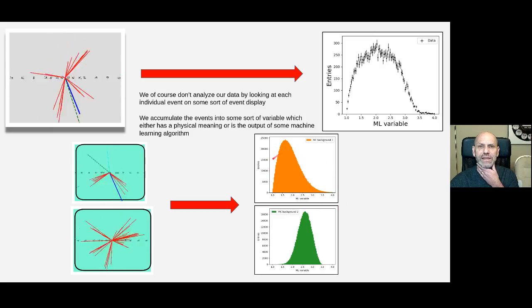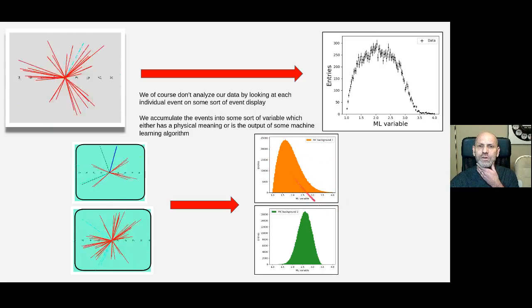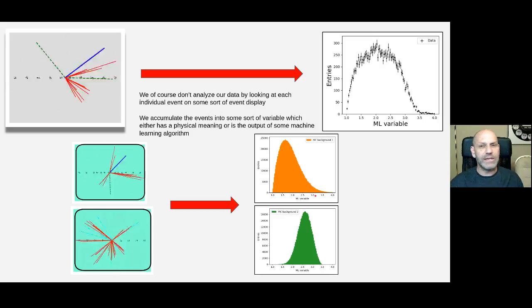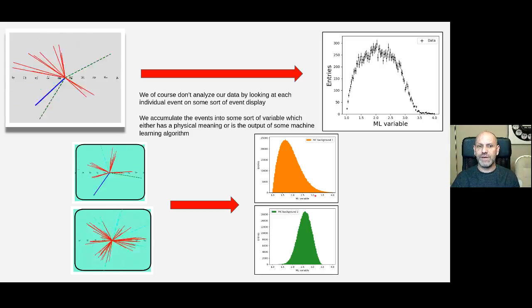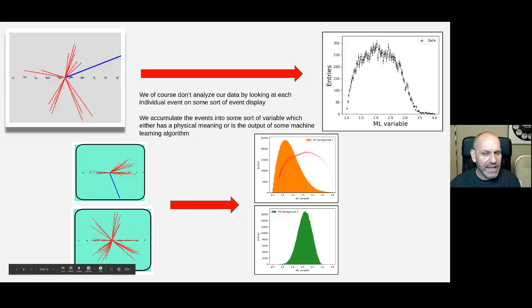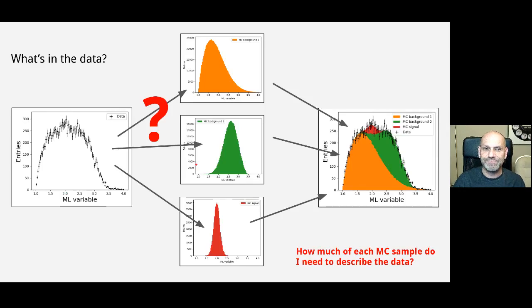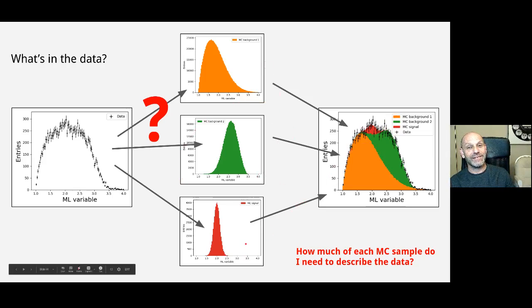And ideally, we find that our Monte Carlo, our different backgrounds, produce different shapes in some discriminating variable. But never forget that this histogram came from things that look like that. So what you'll have is your data, and you'll say, well, can I describe this data with a little bit of background 1, a little bit of background 2, and then if I can't get everything in there, what about this signal that I'm looking for?